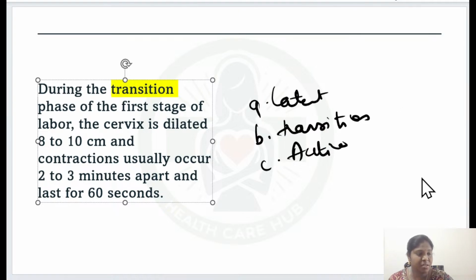Yes, transition. Someone has told transition just now.